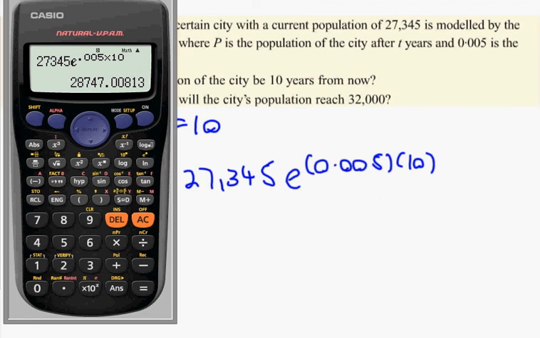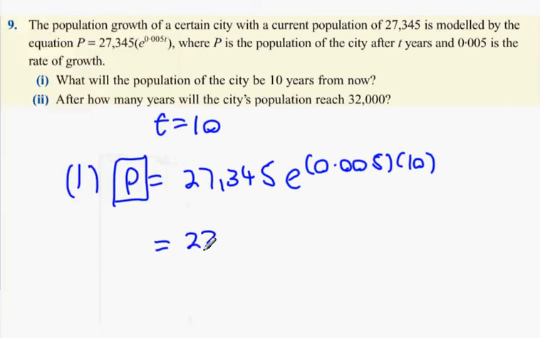28,747 people. So 28,747. Look, that's not too bad at all, is it? Just use the equation. Number 2. After how many years will the city's population reach 32,000? Which letter does the 32,000 stand for? P. Okay, replace P with 32,000.